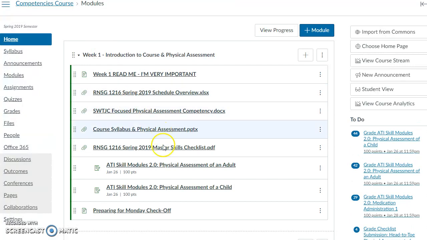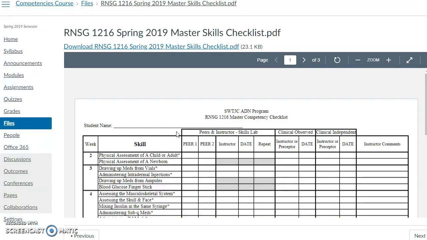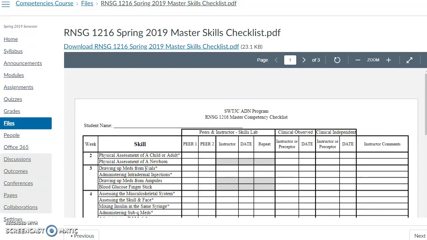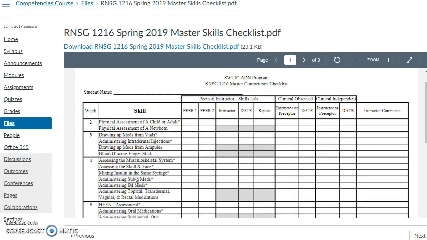So the best thing to pay attention to is your master skills checklist, because you'll see on here, it just says drawing up meds from ampules and your glucose finger stick here. So pay attention to this one. This is the one that you need to do your peer checkoffs on. So don't be overwhelmed by the checklist or by that schedule overview. The schedule overview is what we're going to practice in lab. And some of it are skills to help you perform these skills that you're going to be checked off on, such as 6 rights of medication administration. So don't worry too much about that. Go by your master checklist, okay?